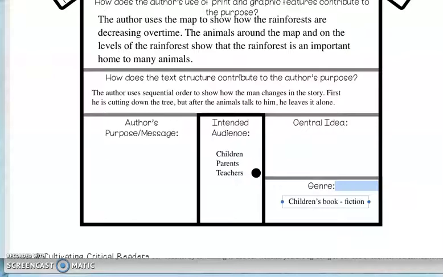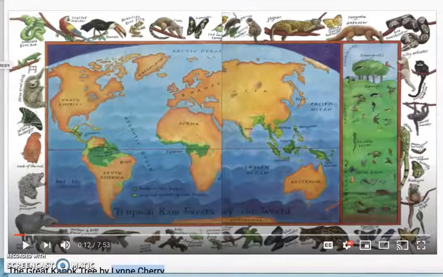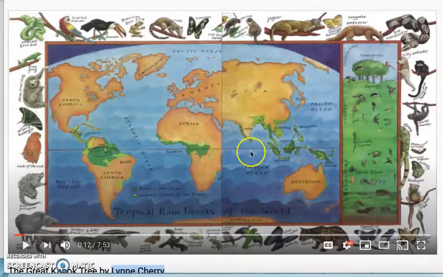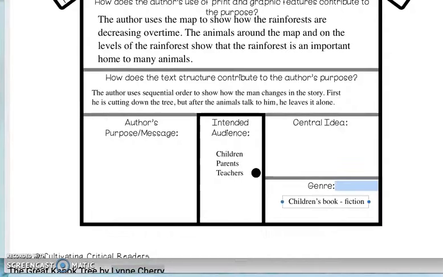So what do we think that the central idea of this story is? Now also, remember back to the graphic features at the beginning of the story, and we talked about how the rainforests are decreasing and all these animals are relying on it. Those should help us come up with the central idea. Go ahead and pause the video, talk about this with your group, try to write what the central idea, key idea of this story is, and then I'll give y'all some insight.